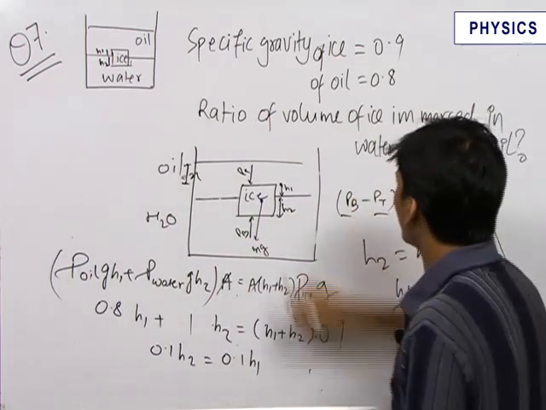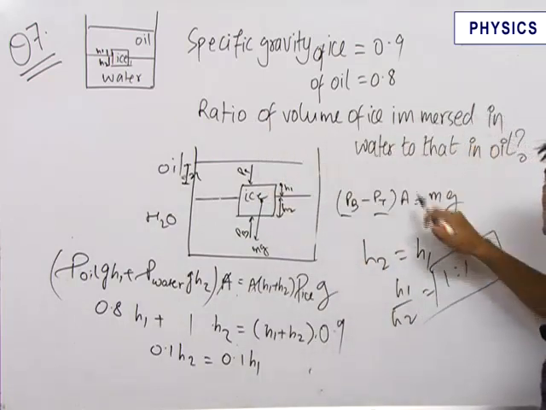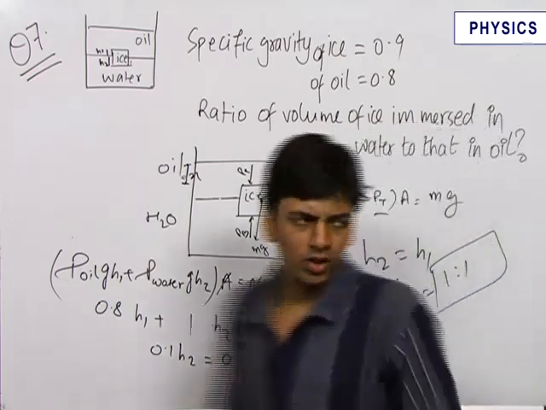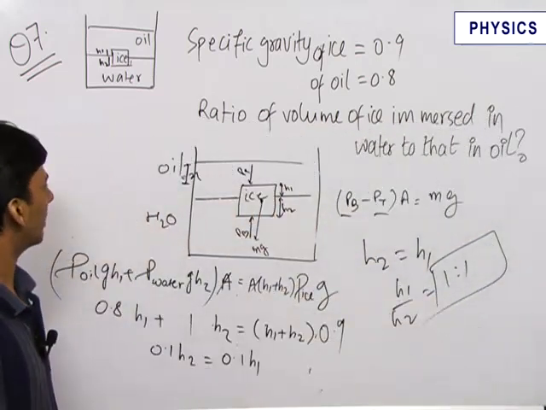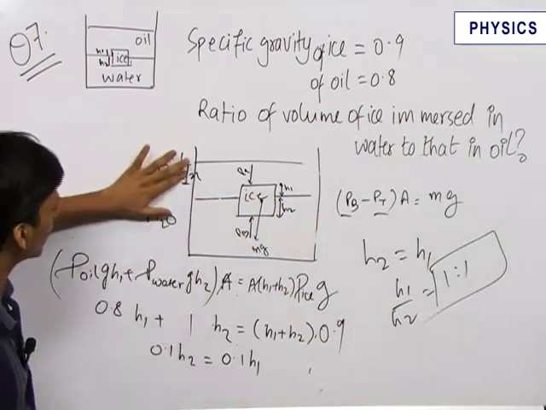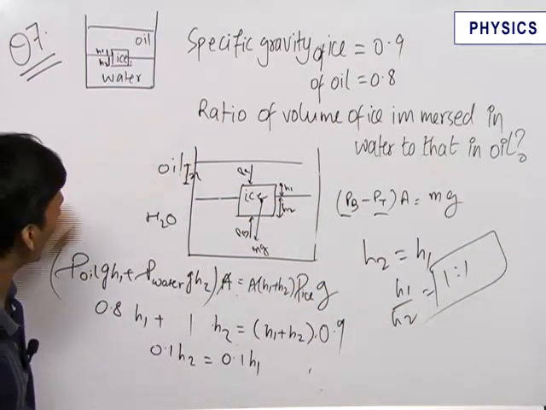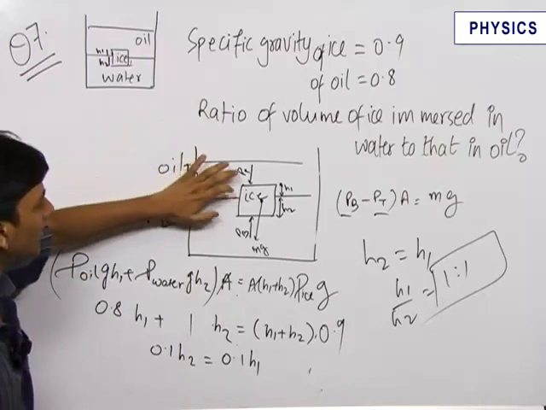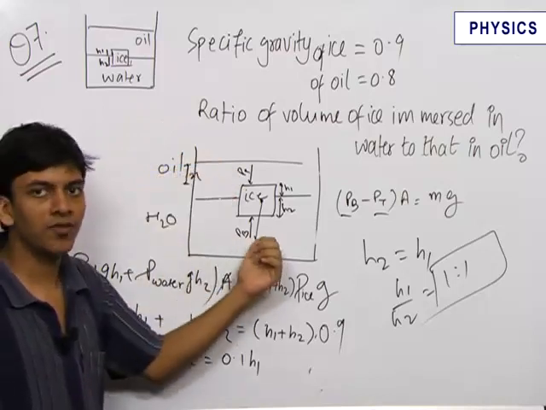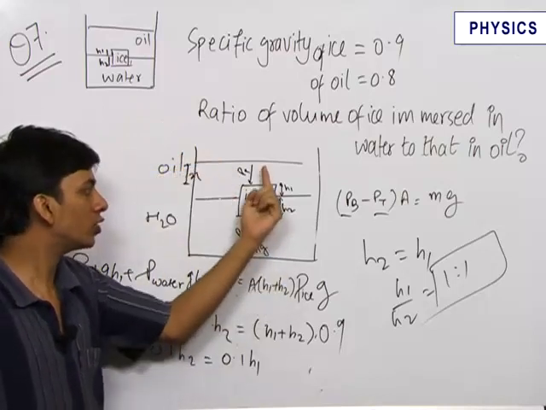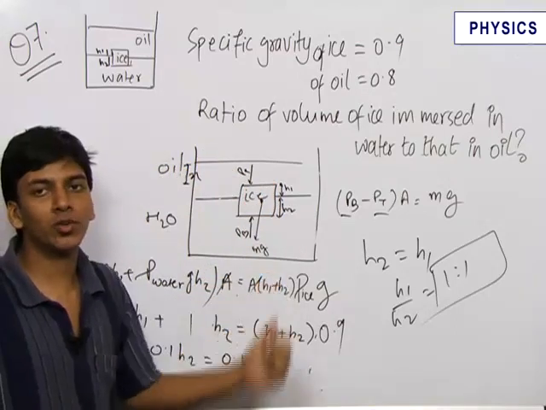So our final answer for the ratio of volume of ice immersed in water to that in oil comes out to be 1:1. The important thing which you should have noticed in this question is that rather than solving by the formula of buoyant force, which we could not apply directly here, we chose the method of pressures to solve the question easily.